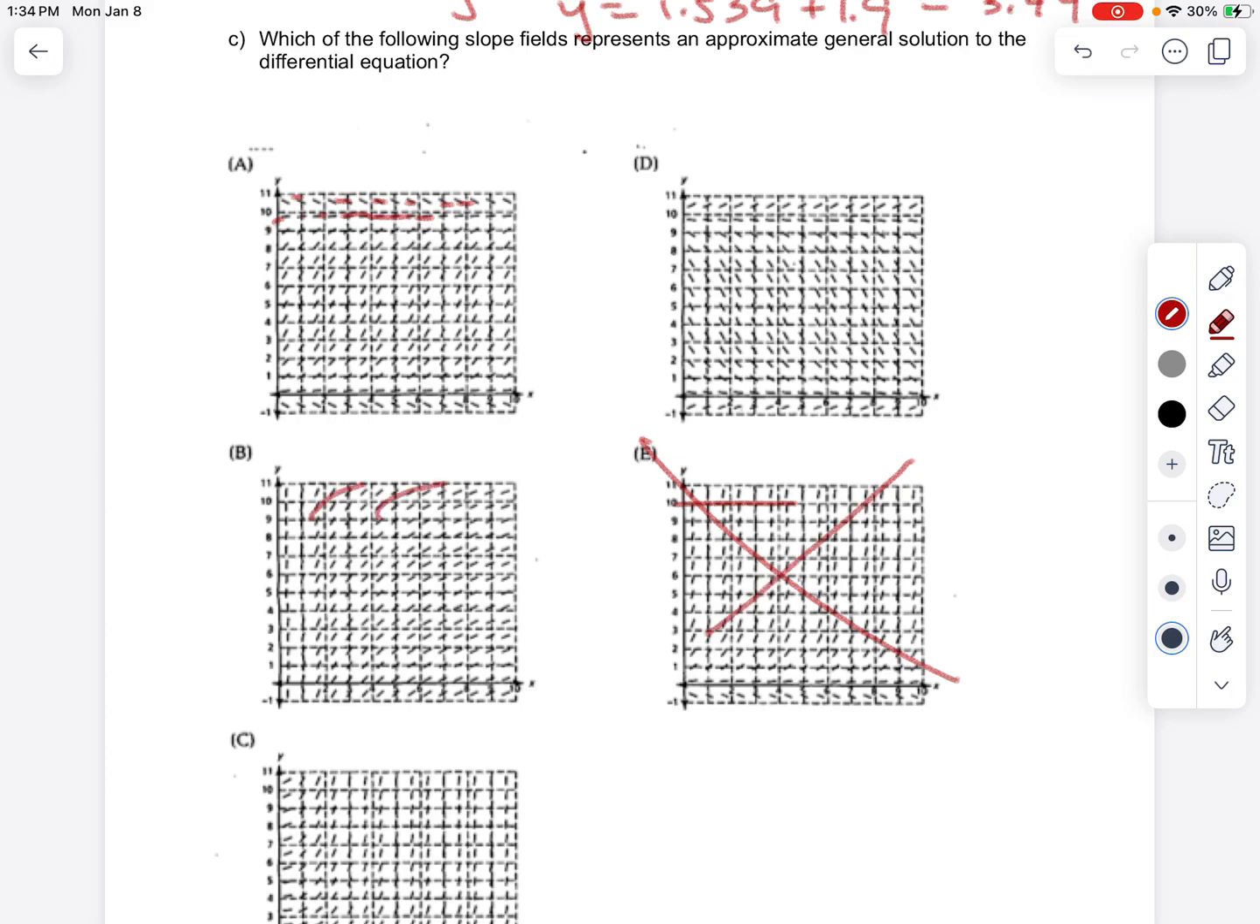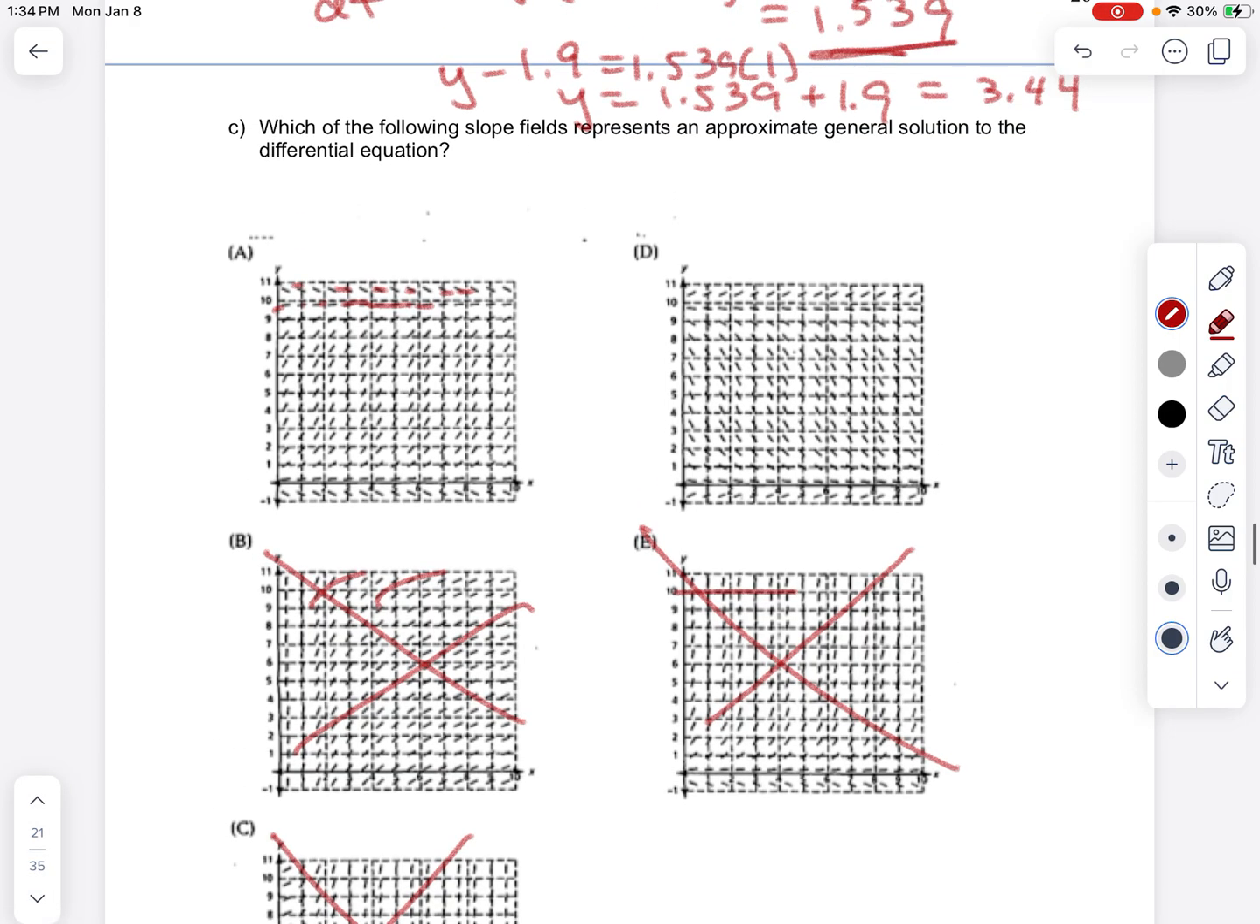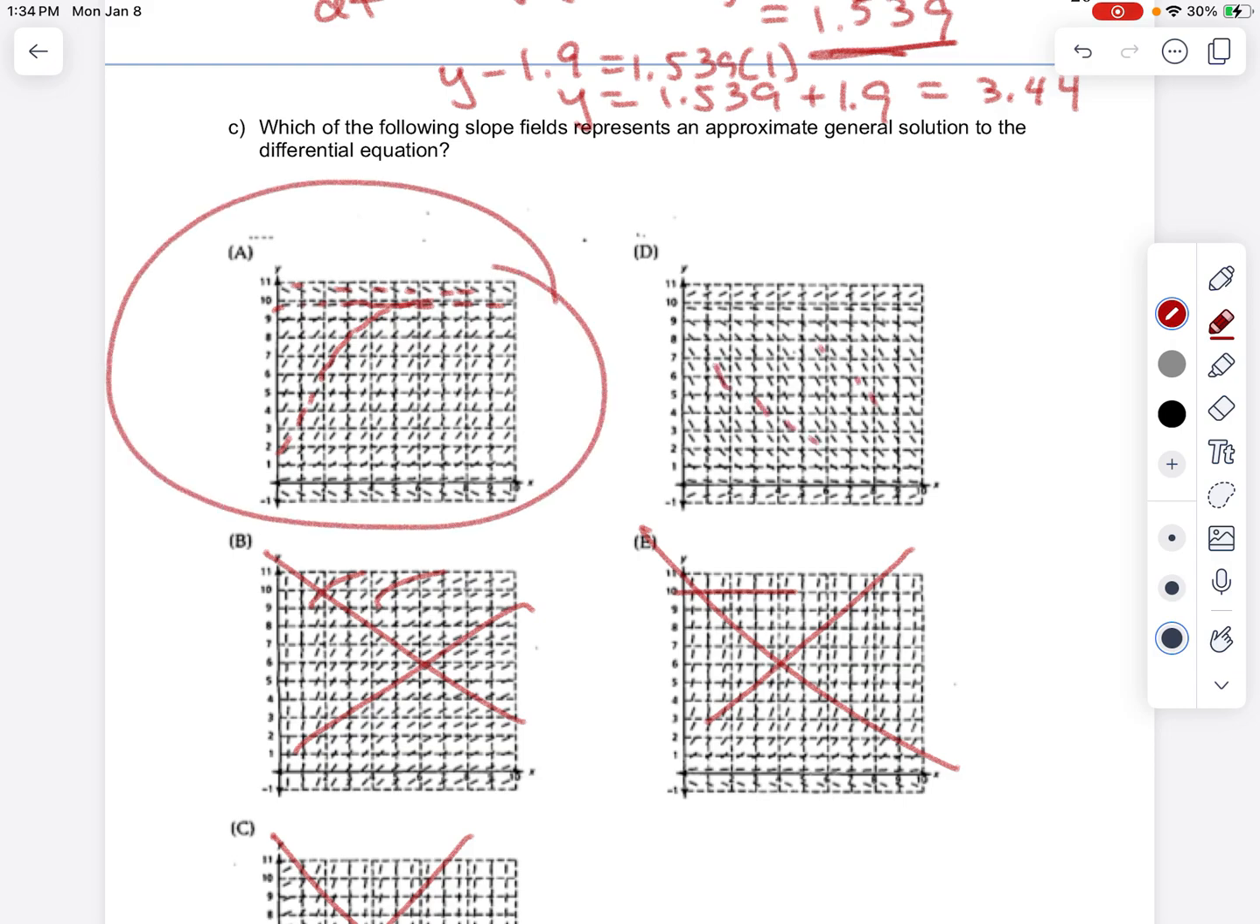This one, no, because it's still growing. And this one does not look like it is growing either. This one, it looks like it's going up and then it's flattening out. This one, it's kind of coming down. It's not even exponential growth. So this is the only one that makes sense based on our logistic.